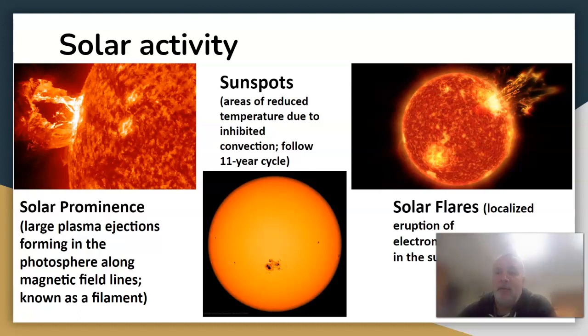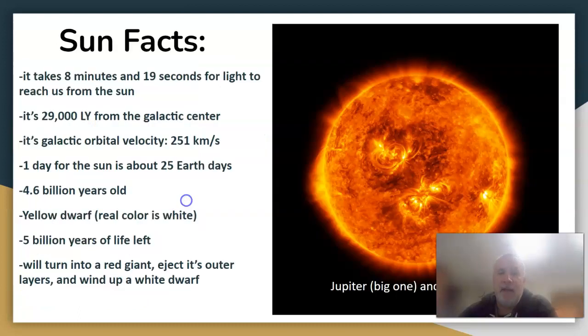Then on the right, we have solar flares. They are localized. They are the eruption of electromagnetic radiation in the sun's atmosphere. So it looks kind of like a solar prominence, but they go up and they come right back down. They don't travel in a loop that follows the magnetic field lines.